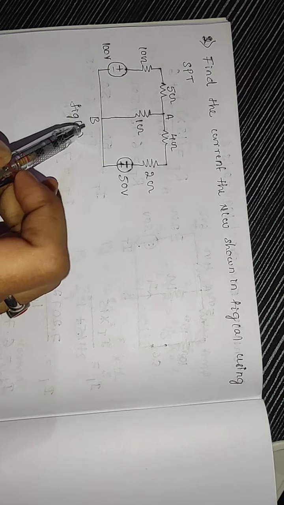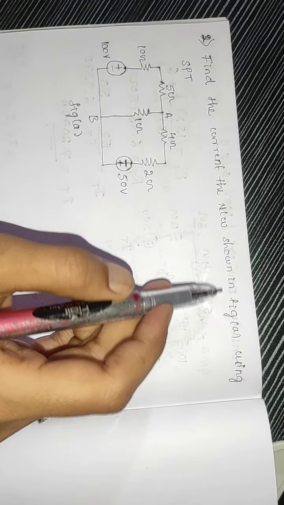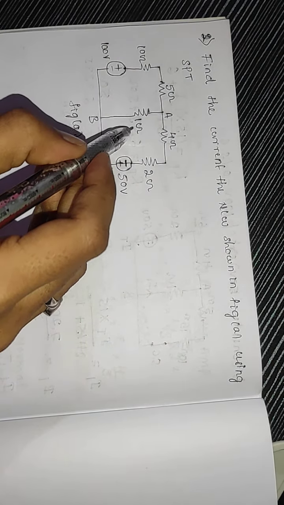This is the given network. The problem statement is: find the current in the network shown in figure A using the superposition theorem. Here you have to find the current in the 1 ohm resistor. Okay, let's consider.